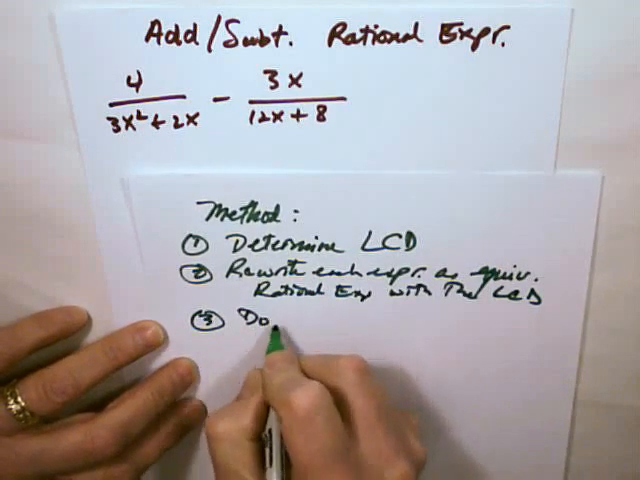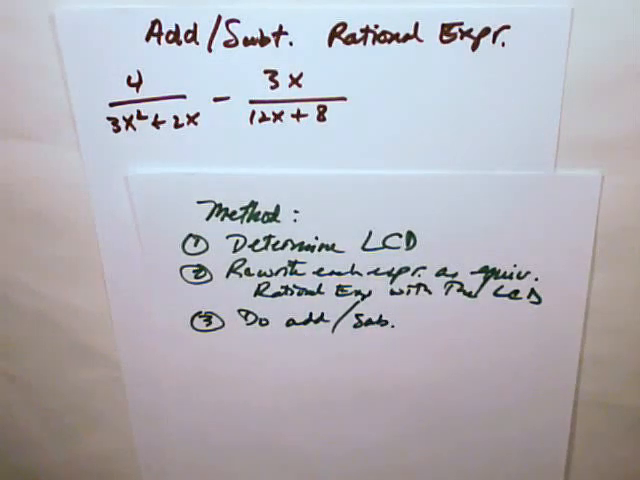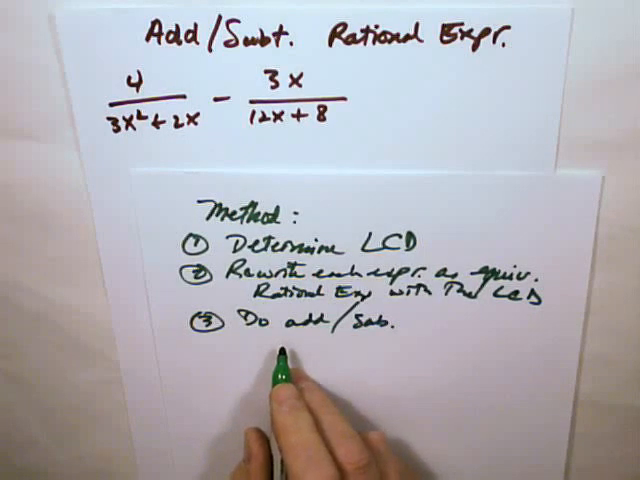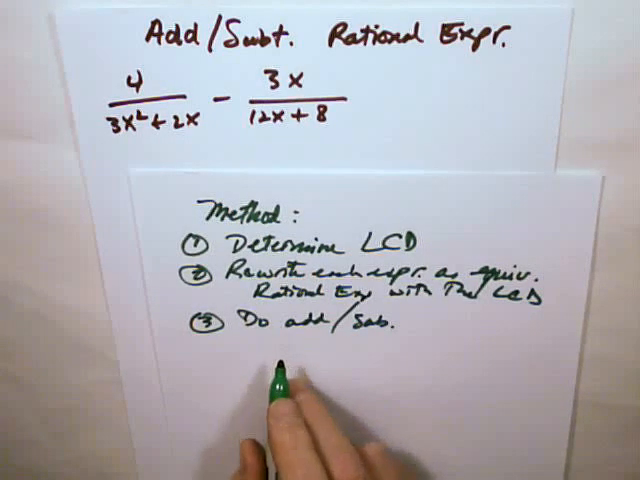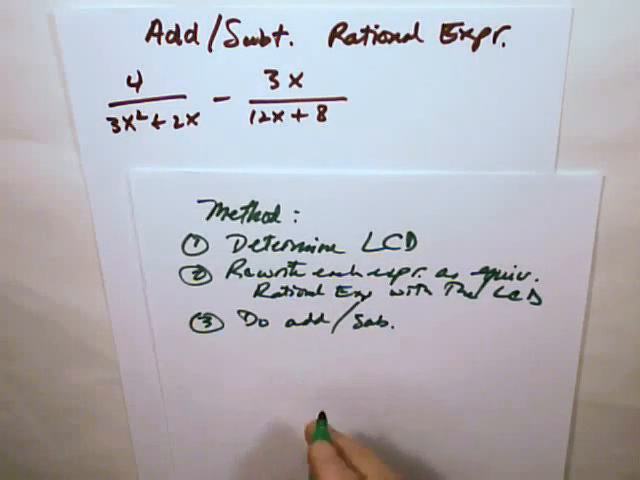Okay, next we actually do the add or subtract. And remember what that means is that by now we have two rational expressions. They both have the same common denominator, and so what we do is we add or subtract the numerators and then just copy over that common denominator.